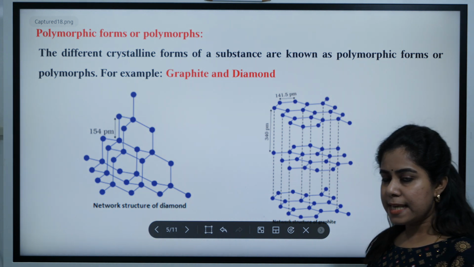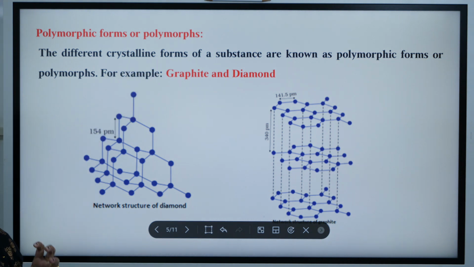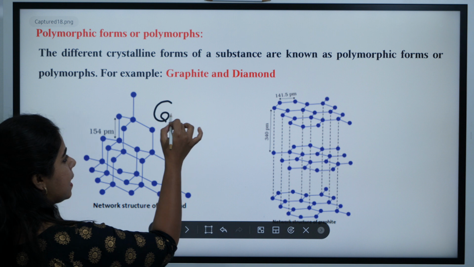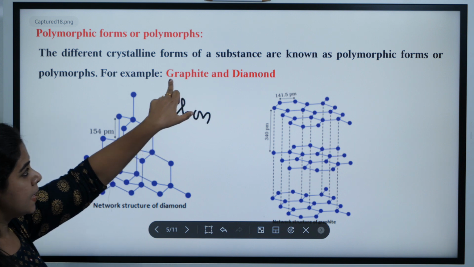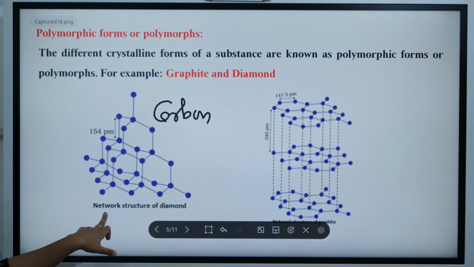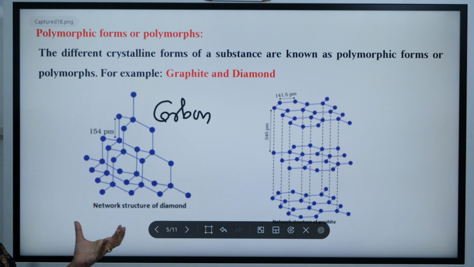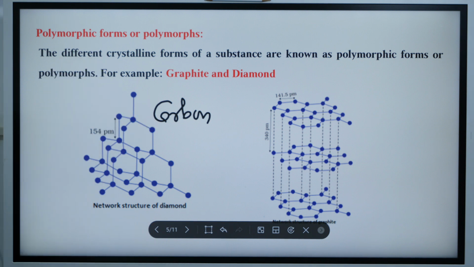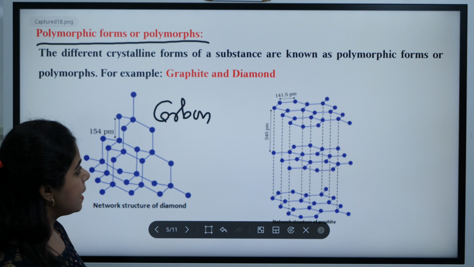Now, the same crystalline solid can show different crystalline forms. For example, one single substance can show two or more different crystalline forms. Take carbon. Carbon exists as graphite, and also as diamond. That means it has two different crystalline structures. This is the structure of diamond and this is the structure of graphite. Those two structures are different. So carbon can exist in two different crystalline forms, and that type of crystalline forms are called polymorphs or polymorphic forms. An example is graphite and diamond.